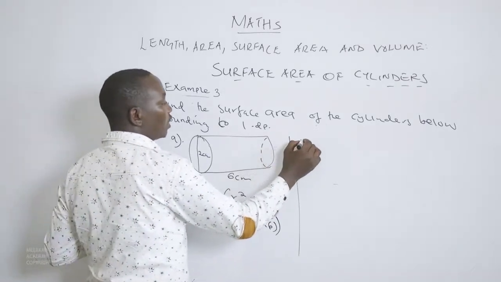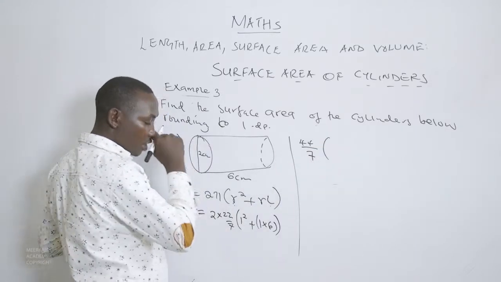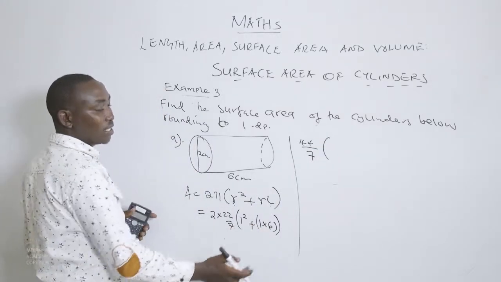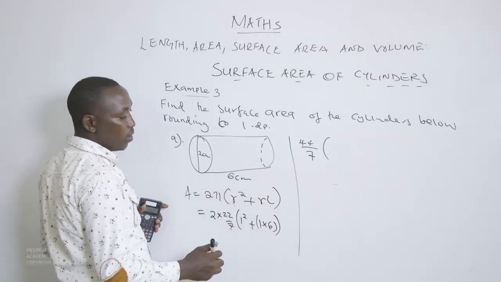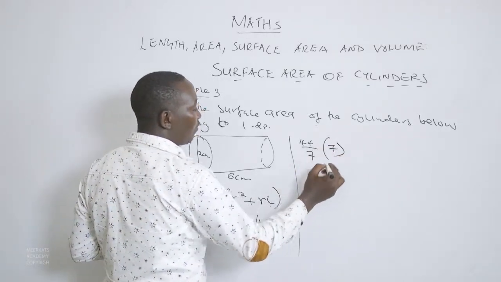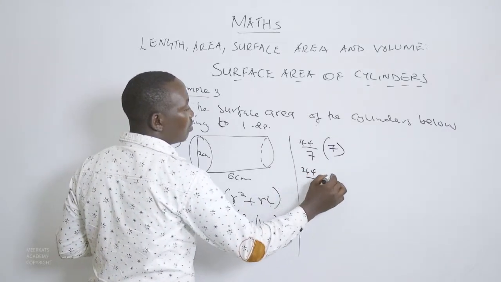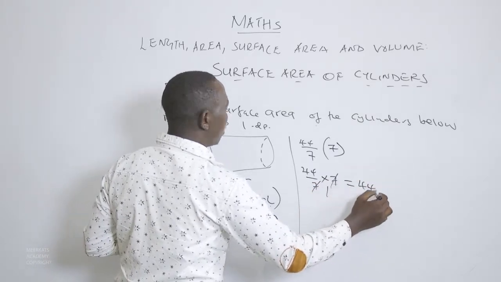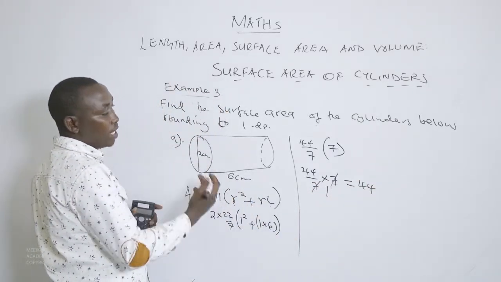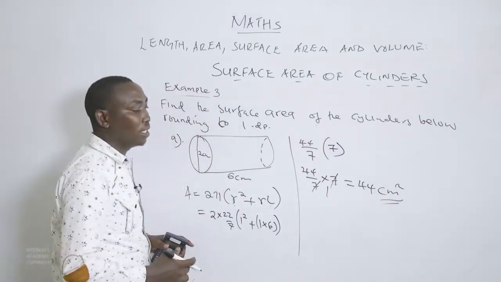This will give us 44 all over 7 being multiplied by 1 times 6, which is 6. So 6 added to the square of 1, which is 1, will give us 7. So that will be 44 all over 7 multiplied by 7, which will give us 44. Because we're talking in terms of centimeters, that will be square centimeters.